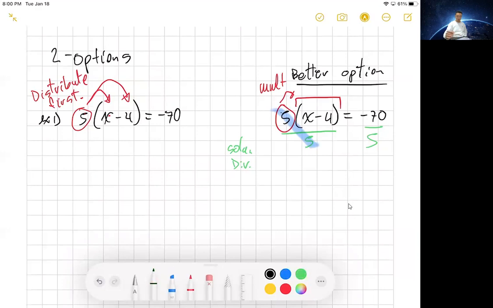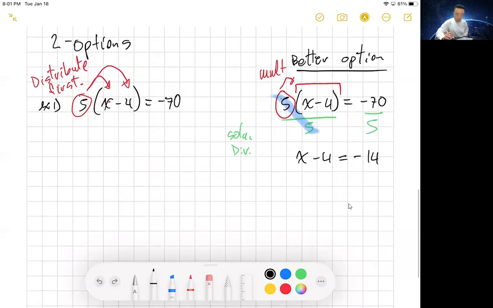When I do that, I can go ahead and cancel out the 5s. I end up with x minus 4 equals negative 14. 70 divided by 5 is 14. Negative divided by positive is negative. Now that the 4 is free, I can go ahead and add 4 on both sides. x equals negative 10 is my final answer.